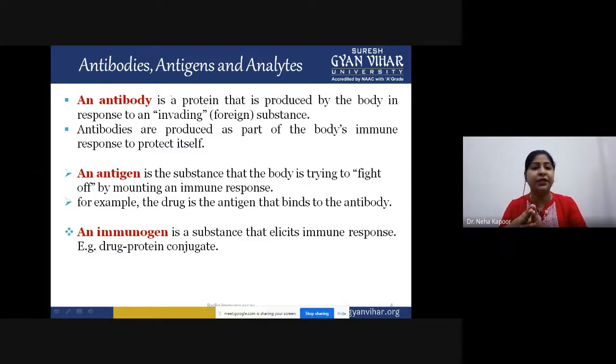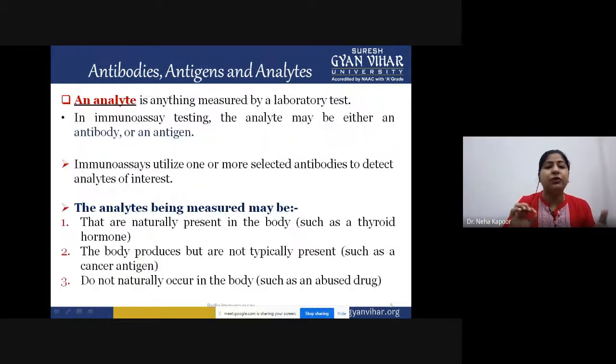Next important point is, what is an immunogen? Immunogen, as the name suggests, is a kind of substance that helps in eliciting our immune response, that basically helps in triggering the immune response against a particular antigen. For example, a drug or protein conjugate or a carrier molecule. So such things are known as antigen, antibody, and immunogen.